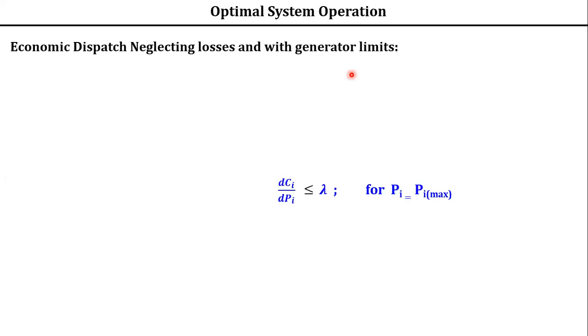Now what happens? Earlier in case 1, economic dispatch neglecting losses and neglecting the generator limits, what is the incremental fuel cost equation we got?